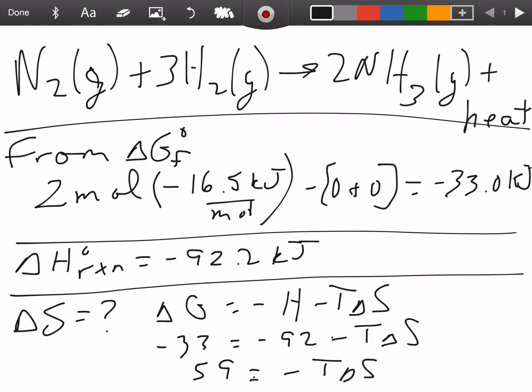So a couple of ways of looking at it, and I'm not getting the exact value for it here. I could do that if I knew what the temperature was, but that was sort of beside the point.